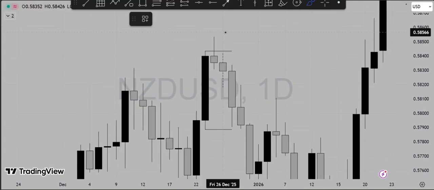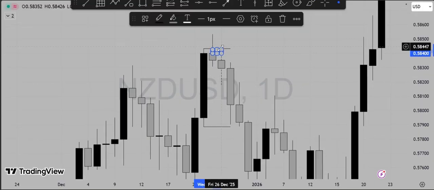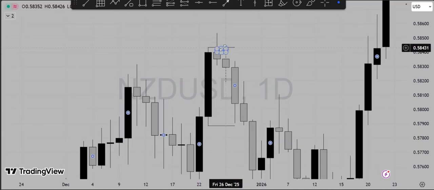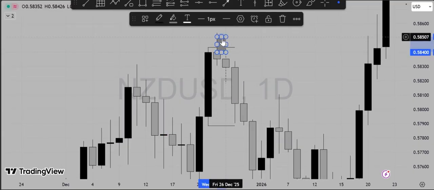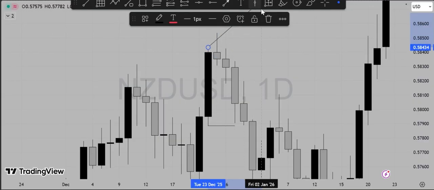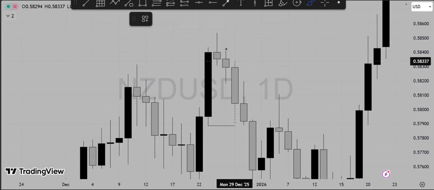And what do you notice? After the manipulation happened, did it close with a body or a wick? It closed with a wick below the other wick. If this were to close with a body, let's put it something like this, sorry about that, closed with a body like this around there, the next candle that opens will just push up, and the market will just continue to push up.